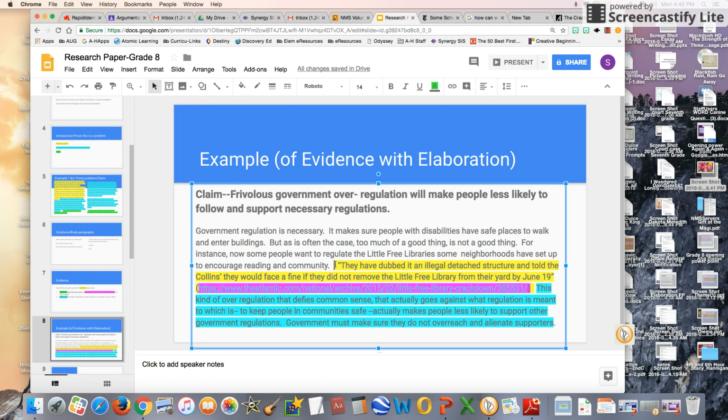Okay, this evidence doesn't make any sense because I don't know who they is. I don't know who the Collinses are. I don't know what they're having to remove. So I have to introduce this quote or it doesn't make any sense. So I'm going to introduce this quote so I can prove that this evidence fits my paper.